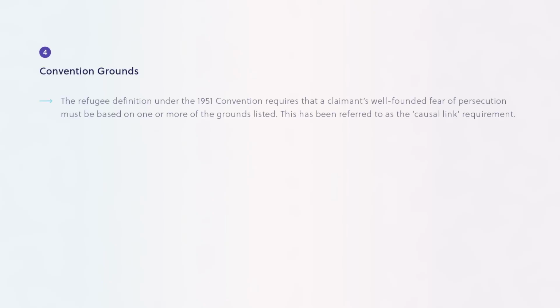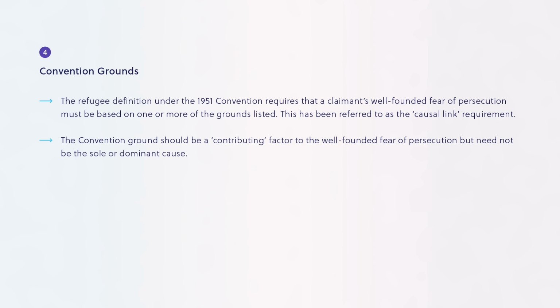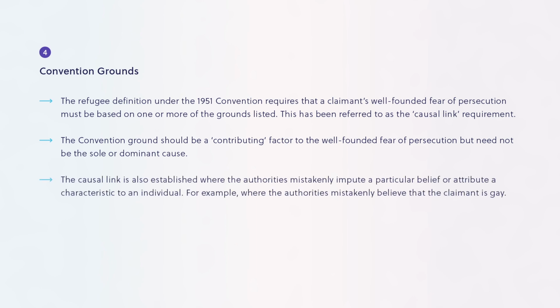Convention grounds. The refugee definition under the 1951 Convention requires that a claimant's well-founded fear of persecution must be based on one or more of the grounds listed. This has been referred to as the causal link requirement. The convention ground should be a contributing factor to the well-founded fear of persecution, but need not be the sole or dominant cause. The causal link is also established where the authorities mistakenly impute a particular belief or attribute a characteristic to an individual. For example, where the authorities mistakenly believe that the claimant is gay.